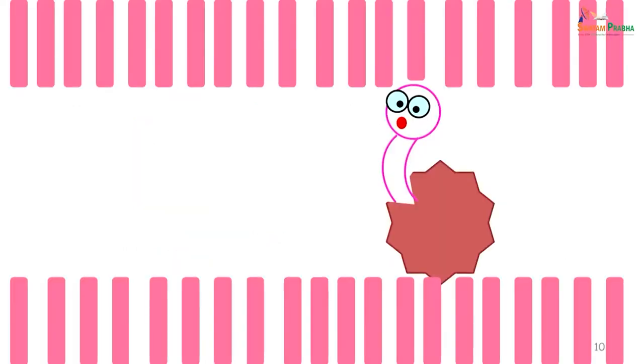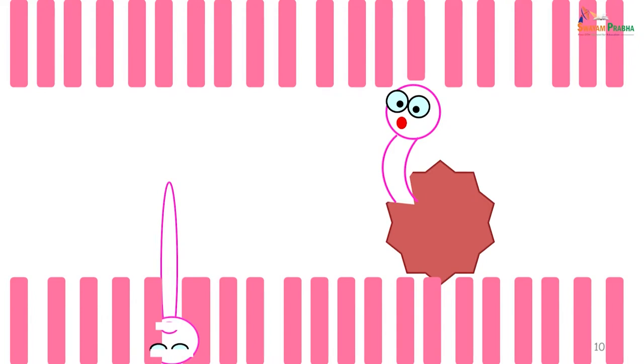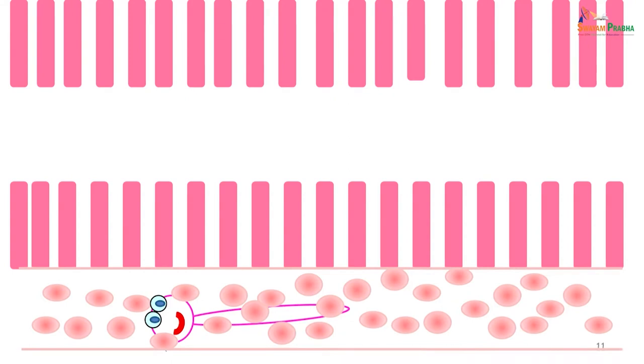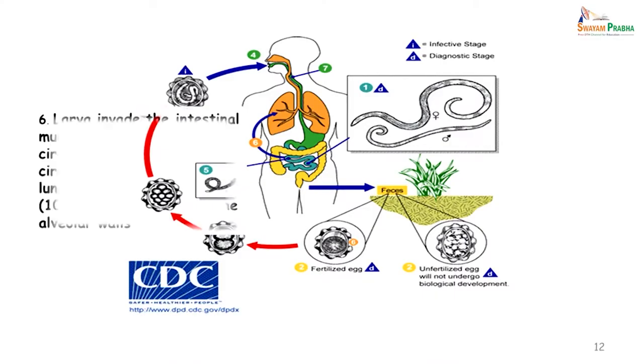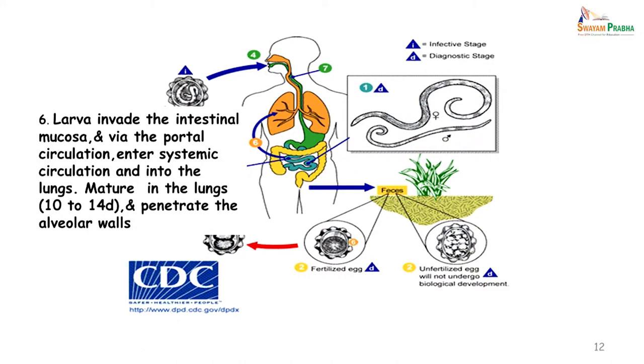And here you have your larva looking very surprised, and then to avoid all that sound, he is gone and burrowed himself through the intestinal villi. And the next thing is that he is in the portal circulation, swimming along with the blood cells. So, once it enters the portal circulation, then it enters the systemic circulation into the lungs. It matures in the lungs where it takes about 10 to 14 days, and of course, during that time it is causing some damage to the tissue around that area.